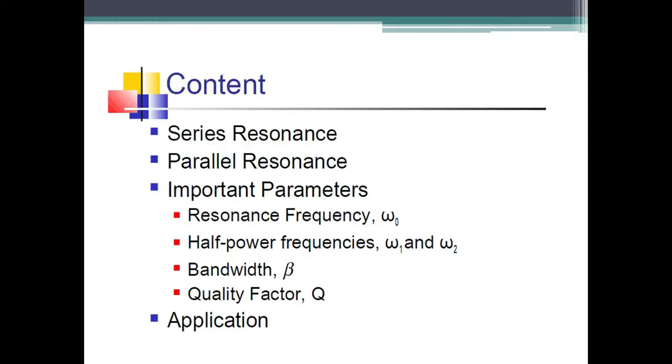In the content there is series resonance and parallel resonance. Important parameters of resonance are the resonance frequency omega 0, half power frequencies omega 1 and omega 2, bandwidth, quality factor and its application. That part we will see in this video and my next upcoming video.